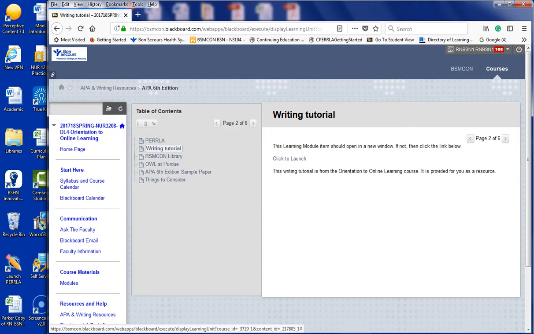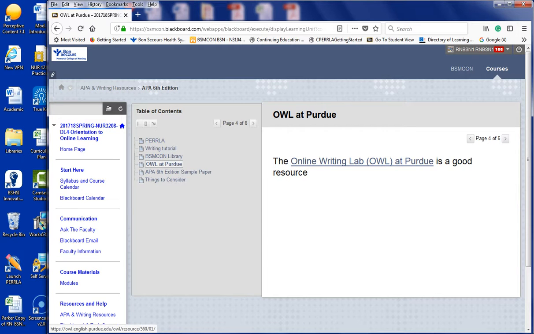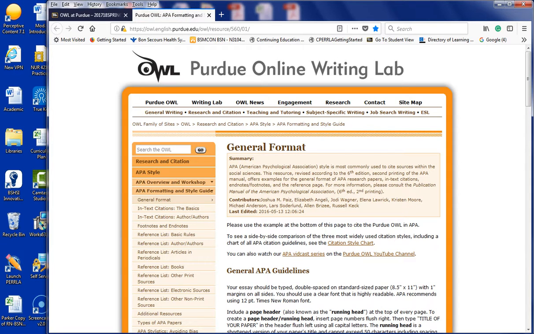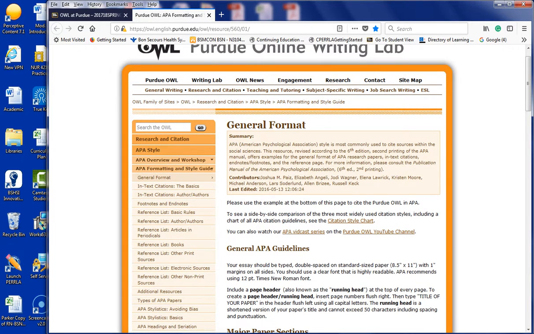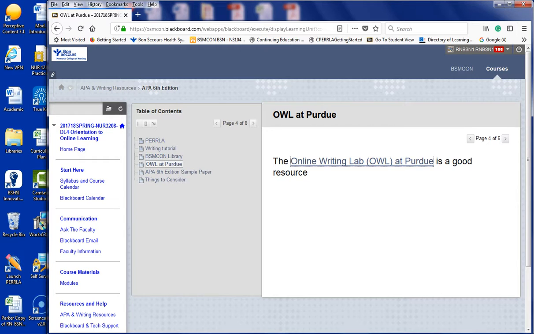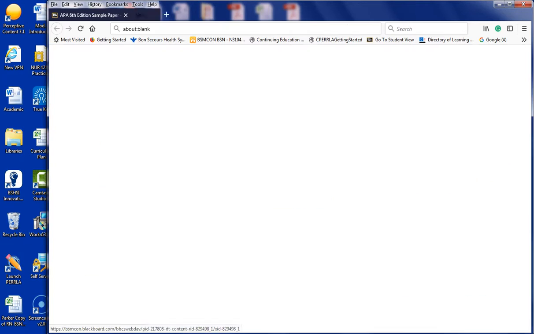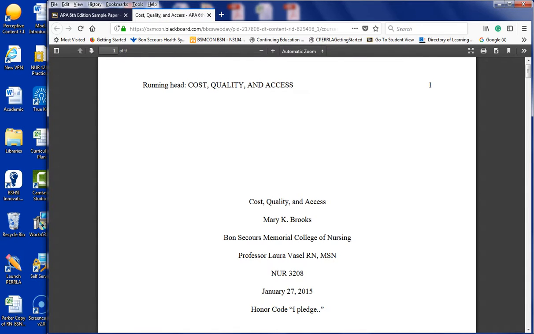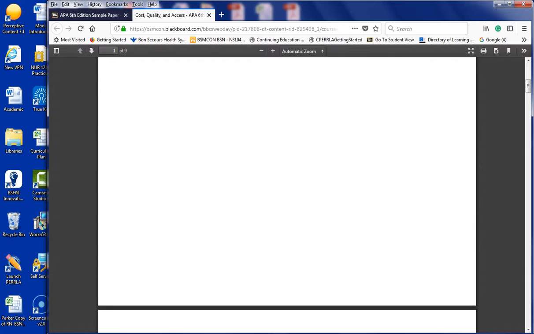And some information on the Bon Secours Library. Purdue OWL is a place I like to go. It's an online site, and what's nice is you can pretty much type in whatever you want to look at, and it'll take you right to it in your APA guidelines. Be careful you're in APA, because they talk about other formats in here too. And there's a sample of a 6th edition APA paper in proper format. So it's how you have a title page, and numbers, and titles, and whatnot.